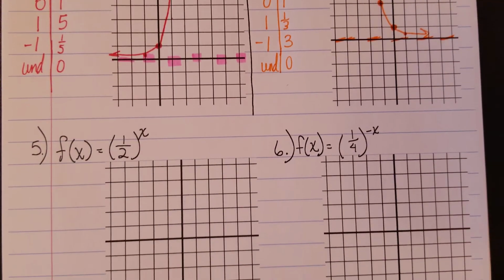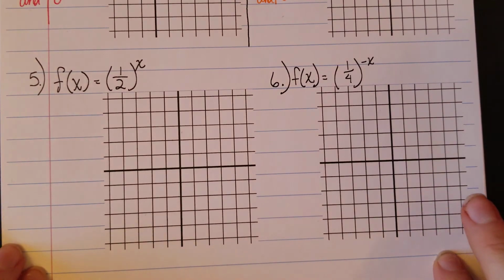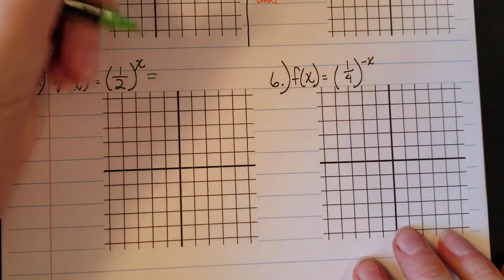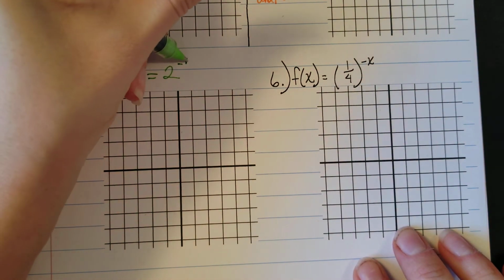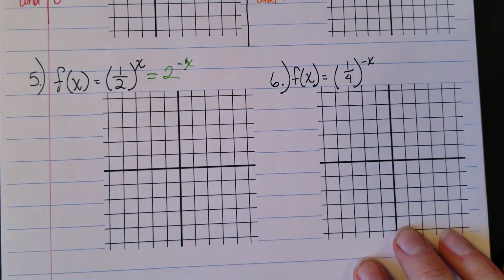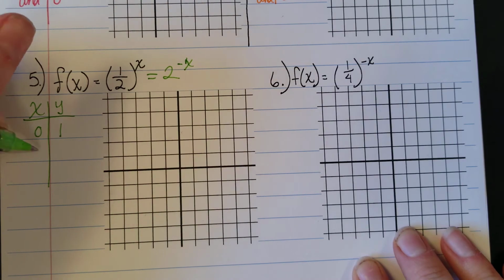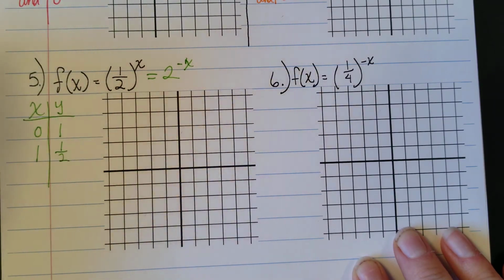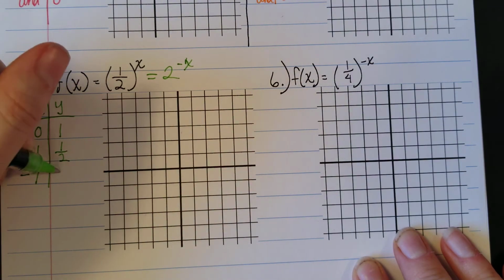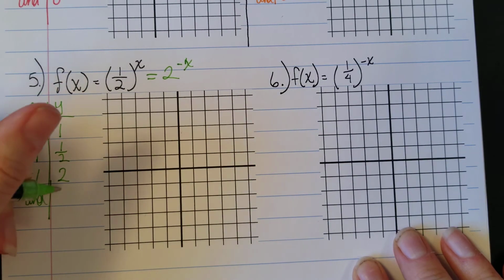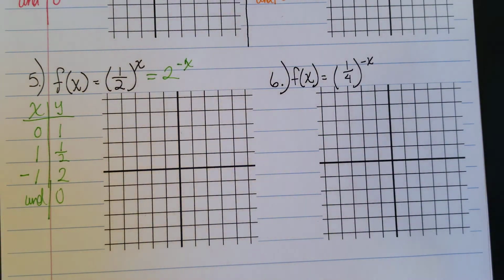Okay, number 5, 1/2 to the power of x. That is the same thing as 2 to the power of -x, if you prefer to look at it that way. So you're going to have 0, 1, 1, 1/2, -1, 2, undefined, 0. That's your asymptote.